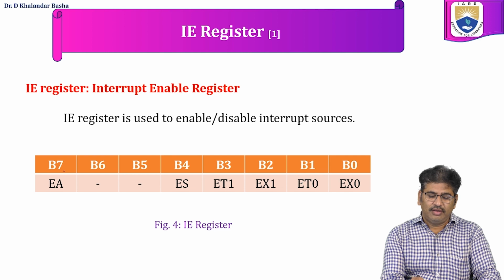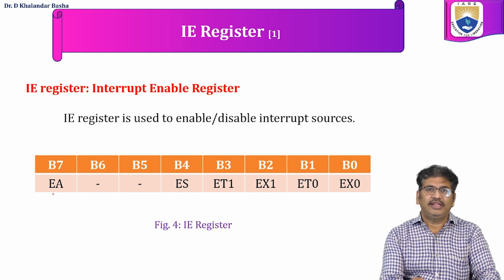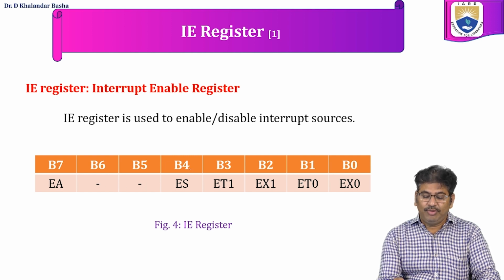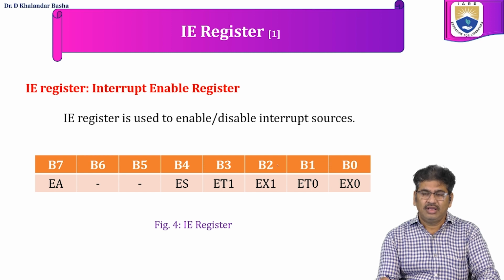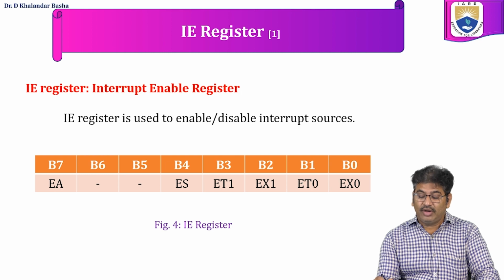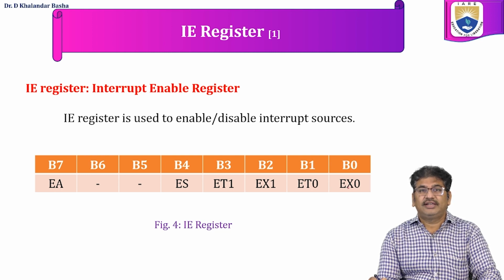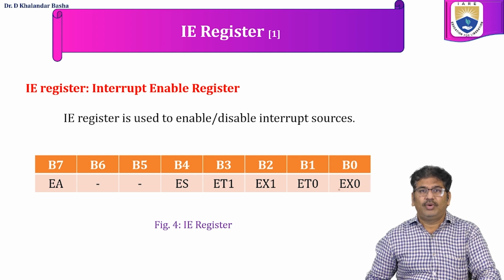The bits are: bit 7 for enabling the interrupts, EA; bit 6 and bit 5 have no significance, no bits are allocated; bit 4 corresponds to serial communication; bit 3 corresponds to timer 1; bit 2 corresponds to external interrupt INT1 bar; bit 1 corresponds to timer 0 overflow; and bit 0 corresponds to external interrupt on the INT0 bar line.